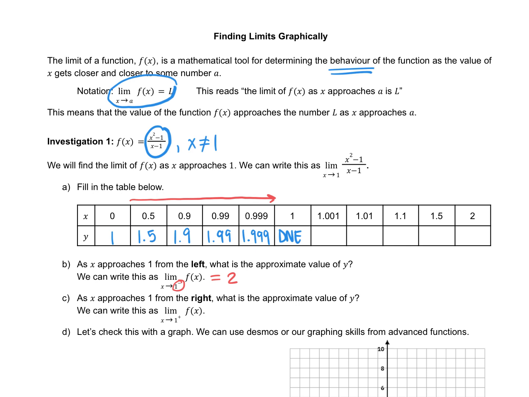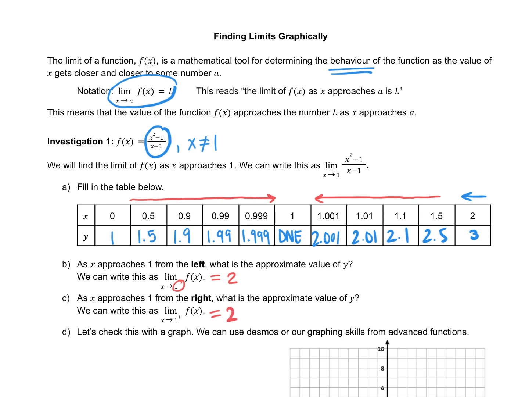Let's continue with the table of values. I'm going to start from 2 and work my way towards 1 from that right side. So when x is 2, y is 3. When x is 1.5, y is 2.5. When it's 1.1, 2.1. 1.01, 2.01. 1.001, 2.001. So as I read my values from the right side, so when x is greater than 1, and I get closer and closer to 1, my y values also approach 2.